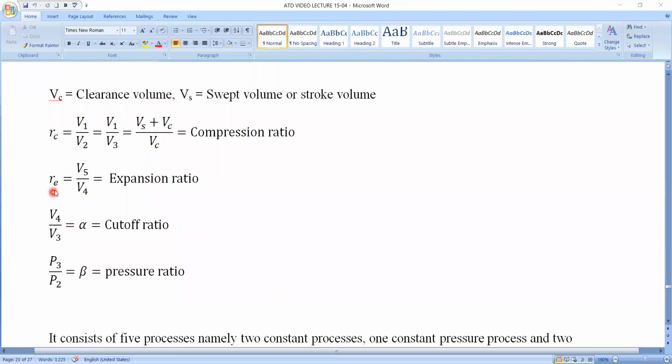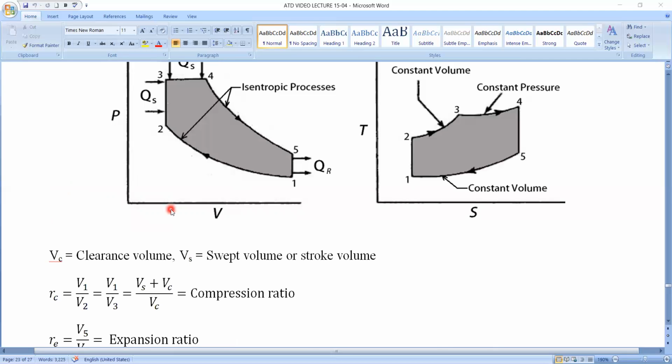Now, RE stands for expansion ratio, which is defined as the ratio of volume of the cylinder at the end of expansion to volume of the cylinder at the beginning of expansion. That is, process 4 to 5 represents the expansion process. Fine. So volume at the end of expansion, that is V5, divided by volume at the beginning of expansion, that is V4. So V4 by V5 is the expansion ratio.